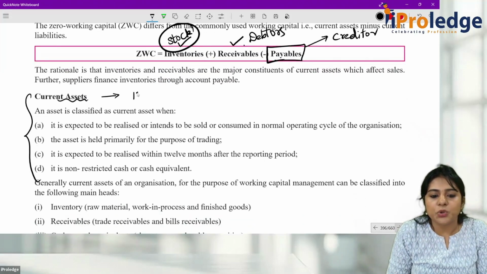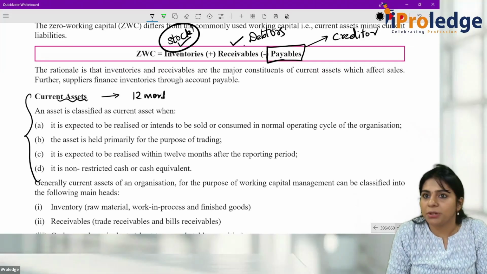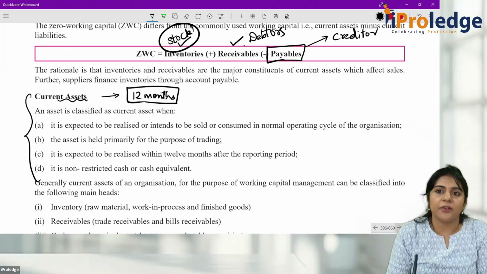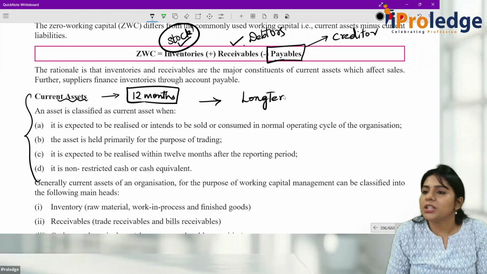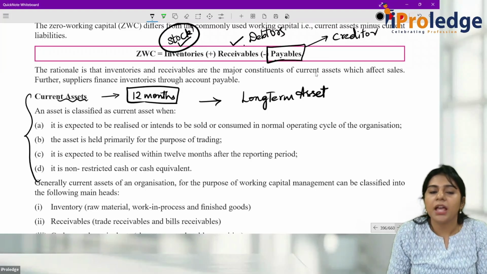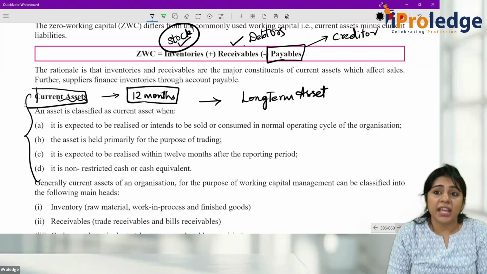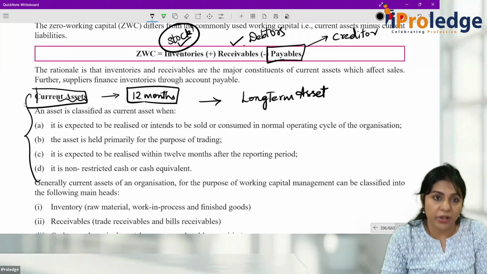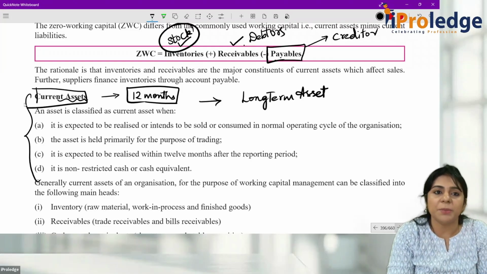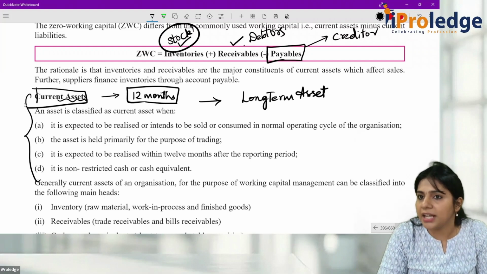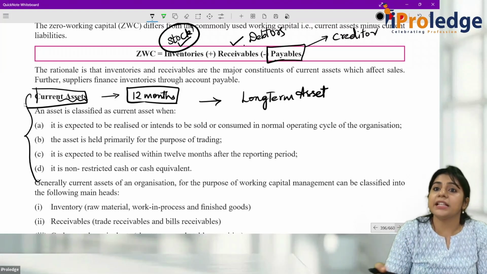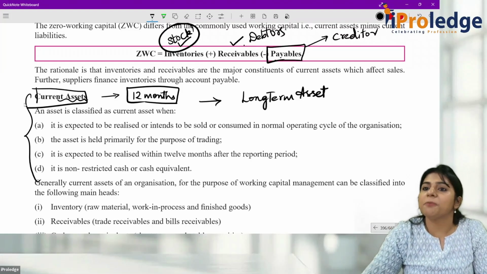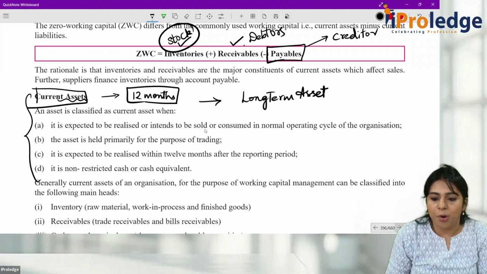Fine. Now, what is the meaning of current assets? A current asset is any asset which you hold for 12 months and not beyond. If you're holding any asset for more than 12 months, then it becomes a long-term asset. We are not interested in any long-term assets in this topic. We are only focusing our attention on the current assets. Because if you are holding a stock for more than 12 months, then that becomes a long-term asset. It can't be considered under the current asset. So periodicity is also important. Periodicity is the period for which you hold the asset.